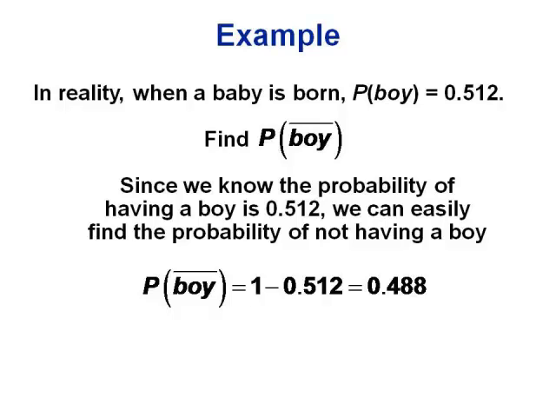So we're going to find the probability of not a boy. Well, 100% chance of one or the other. So 1 minus 0.512 chance of having a boy means the chance of not having a boy, or in this case having a girl, is 0.488.